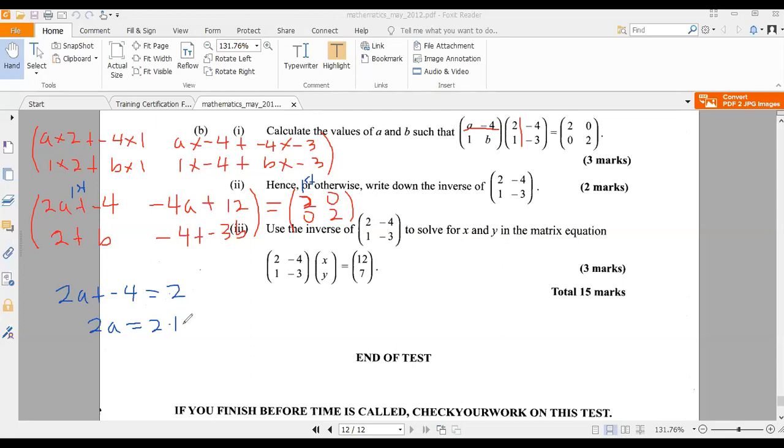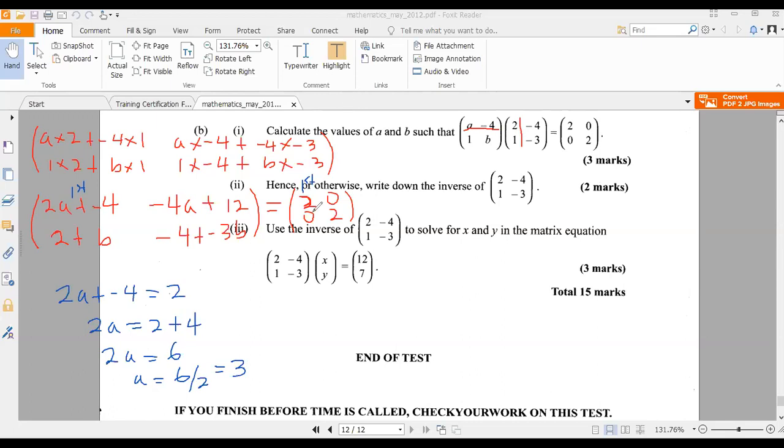Now remember that the 4 was a negative number. You carry it over, it becomes positive. All right. So you're going to get 2A is equal to 6. Then A is equal to 6 divided by 2, which gives me 3. Everybody agree with me so far?